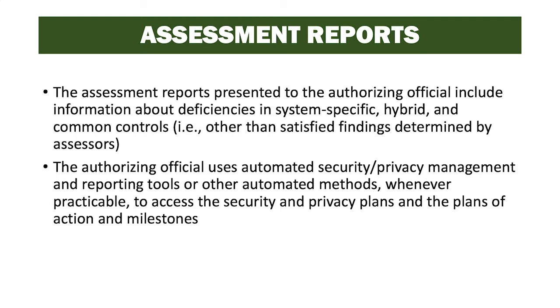The authorizing official uses the automated security and privacy management and reporting tool and other automated methods whenever practical to assess the security and privacy plans and the plans of action and milestones. Again, you're going to hear it from NIST all the time. Automated tools make this process much easier, more efficient, and effective, and provide a better view of the risk and the current risk the system and the organization are facing by the systems that are implemented and running in the production environments.